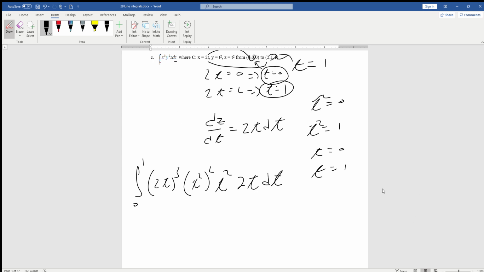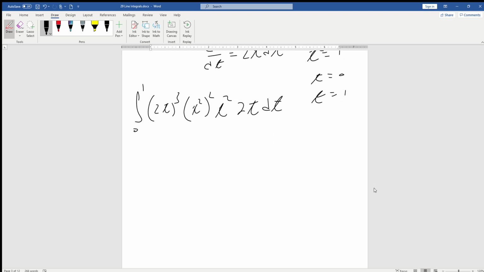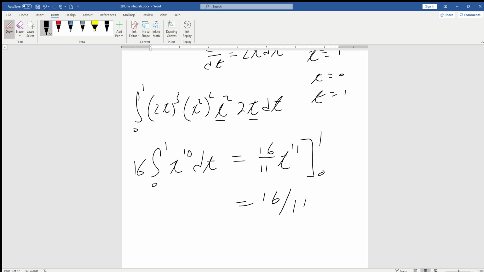At this point, even though there's a lot of factors going on, it's not a difficult integral. We have three 2's from the 2 cubed, and then we have another 2 from the 2t, so we're going to have a 16. And then we have 3 t's, 4 t's, and 3 more t's, which is 10 t's. So we have 16 t to the 10th dt. That's going to be 16 elevenths t to the 11th, and evaluating from 0 to 1 that just gives us 16 elevenths.